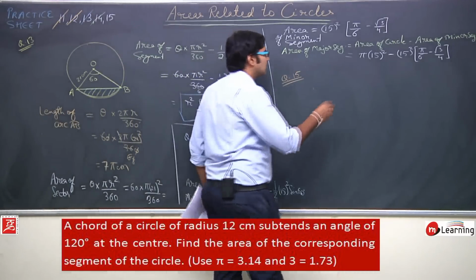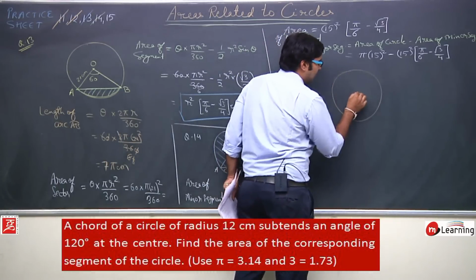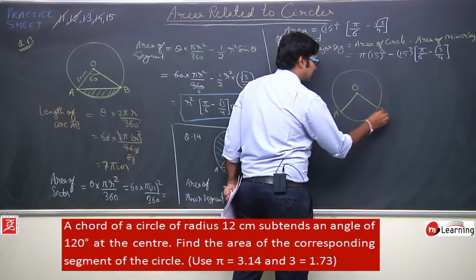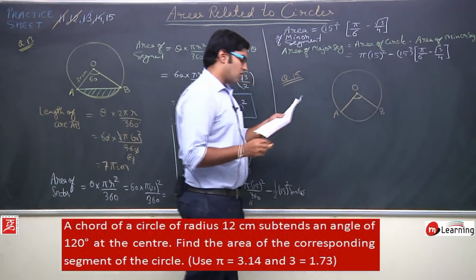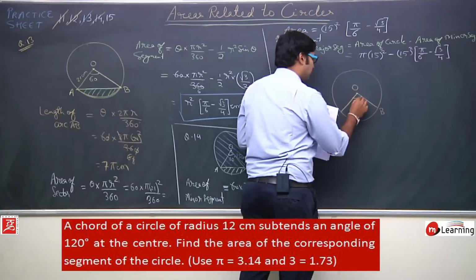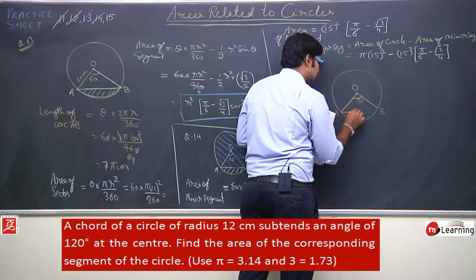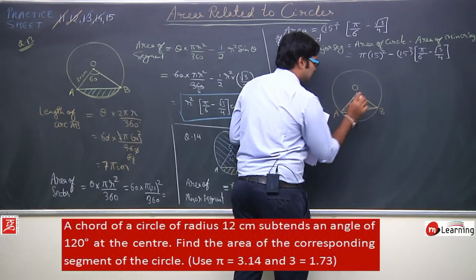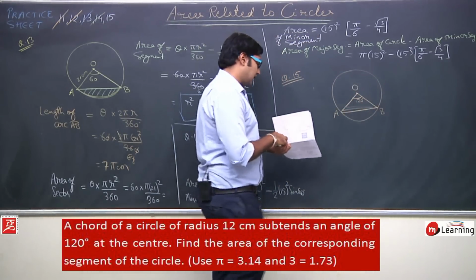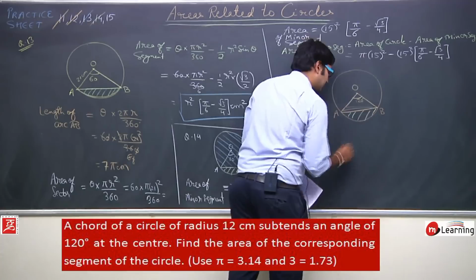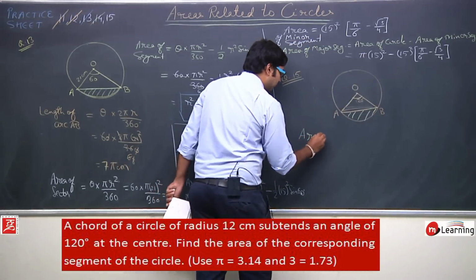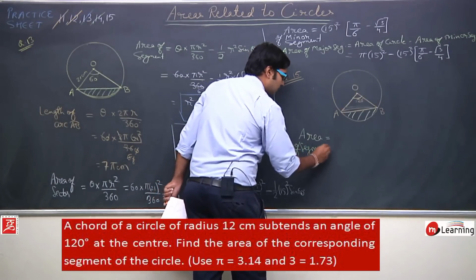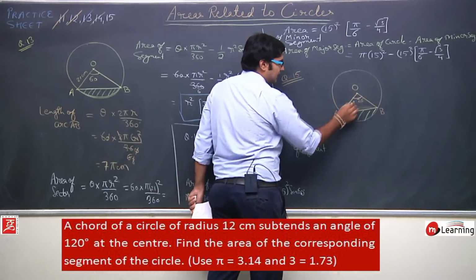Okay, so the 15th one: there is a circle, and in this circle, let us say, the center is O, this is A and B, and this particular chord AB subtends an angle of 120 degrees at the center. I need to calculate the area of the segment. This segment, what will be the area? The area of the segment will be equal to the area of the sector minus the area of the triangle.